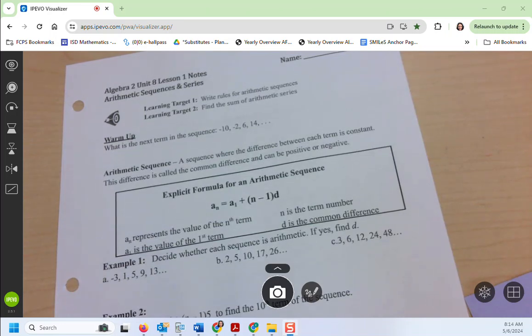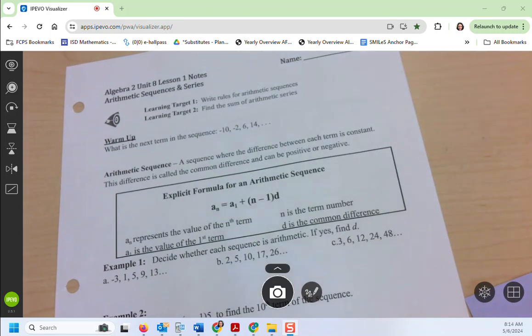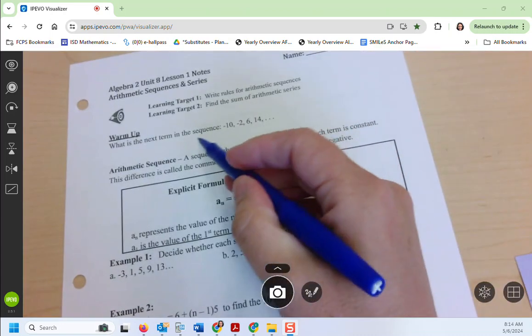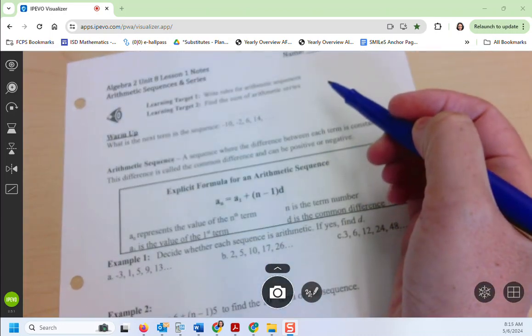Okay, so you may have taken a look at our notes and seen that we're doing arithmetic sequences and series today, which is just patterns. So it's taking something that you know a little bit about and just going a step further. In the warm-up, it says, what is the next term in the sequence? What did you guys say?